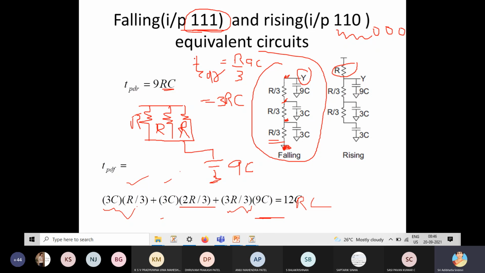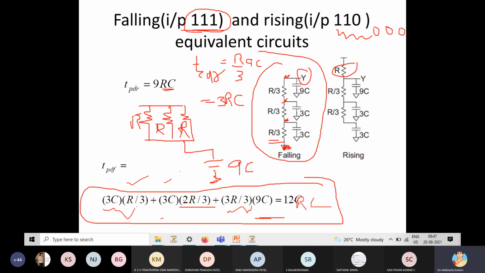So that's why it is called TCDR, contamination delay rising. What's the propagation delay rising? 9 RC. What is contamination delay rising? 3 RC. Got my point? So for falling, there are no possibilities. It's only 12 RC, because only one combination is giving you falling. So there is no contamination or propagation; there are no two possibilities of delays. It is always 12 RC.